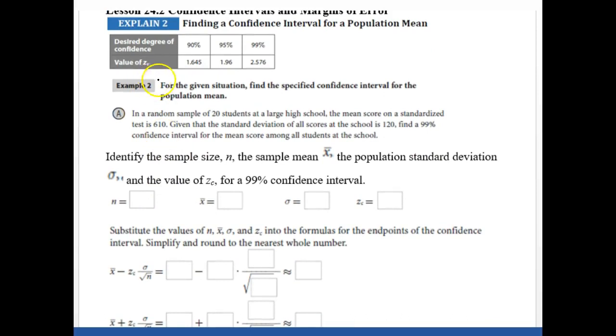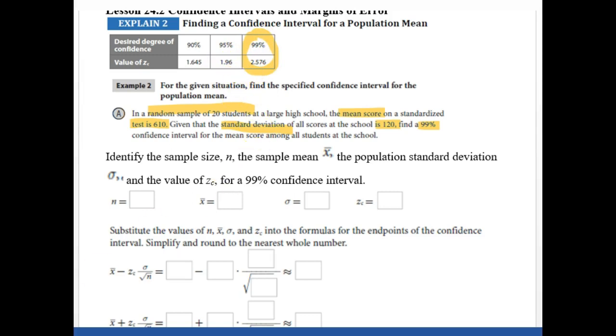So here they say, for a given situation, find the specified confidence interval for the population mean. Let's highlight some important information. For a random sample of 20 students at a large high school, the mean score on a standard test is 610. So that's our mean score. Given the standard deviation of all scores is 120, find the confidence interval at 99%. So we're probably going to use that as our z value.